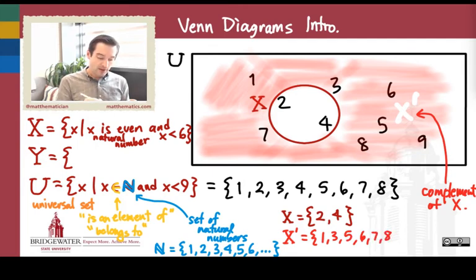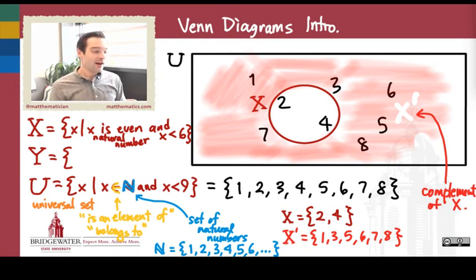Oh, and 9. Wait a minute, why do I have 9 in my universe? Y'all gotta catch me on that stuff. Sorry. So X complement is 1, 3, 5, 6, 7, and 8.